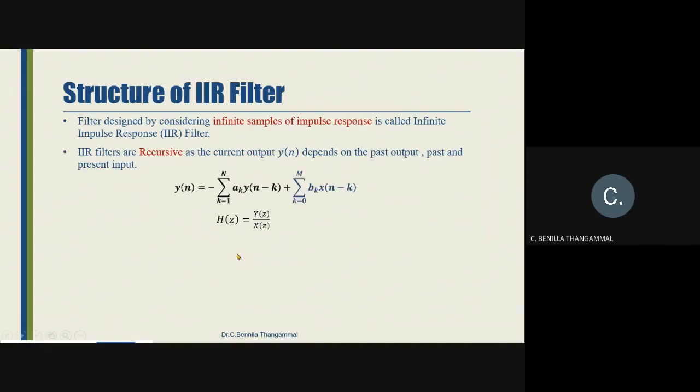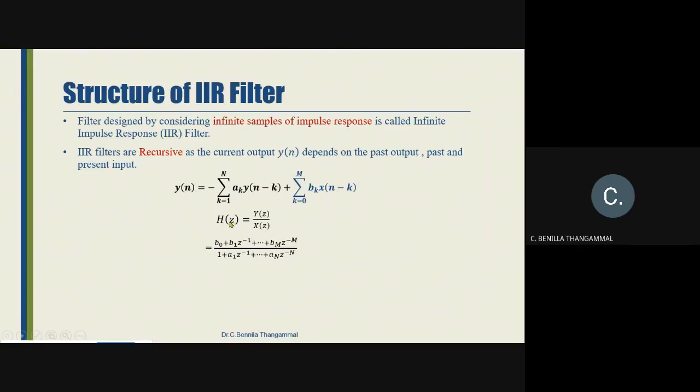Here y of n can be written as minus summation k equal to 1 to n, a suffix k, y of n minus k, plus summation k equal to 0 to m, b suffix k, x of n minus k. Since the output depends upon the previous output, we say it is recursive.